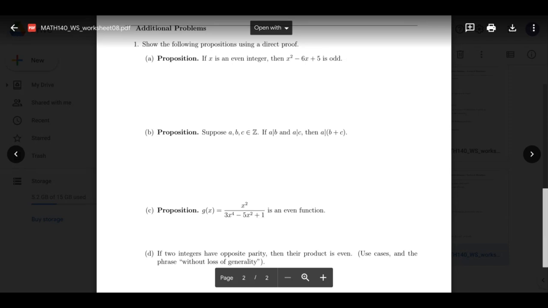Okay, Maya is writing 1b. So we want to show a is a factor of b plus c. So a divides b means b can be written as ad, where d is some integer. And a divides c means c can be written as be, and e is some integer. So a divides b, a divides c.